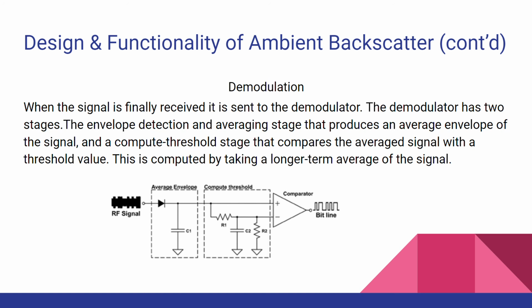The demodulator has two stages: the envelope detection and averaging stage that produces an average envelope of the signal, and a compute threshold stage that compares the average signal with a threshold value. This is computed by taking a longer-term average of the signal, and below is a diagram showing the signal flow.